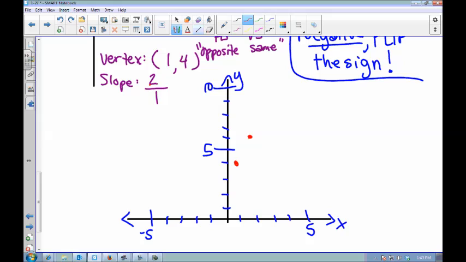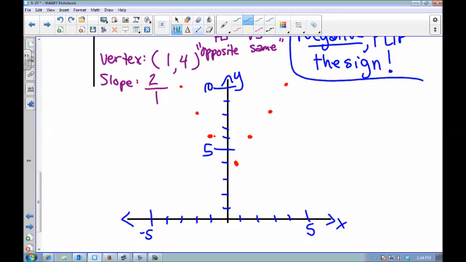And guess what? Absolute value has symmetry. So we can actually go up 2 and left 1 as well, because it's symmetric around the vertex. And then keep going. Up another 2, right 1. My graph's slightly off because I'm on a weird angle. There we go. And up 2 more, right 1. Same with the other side. Go up 2, left 1.